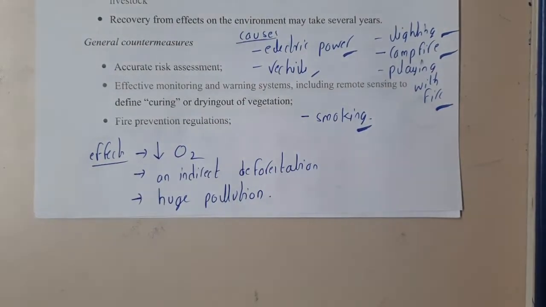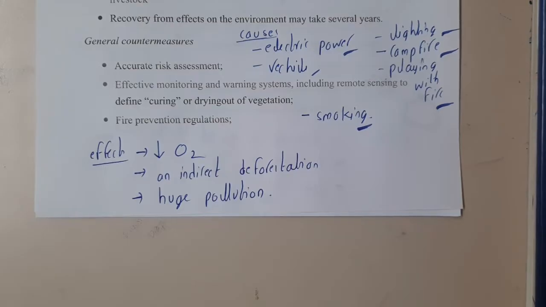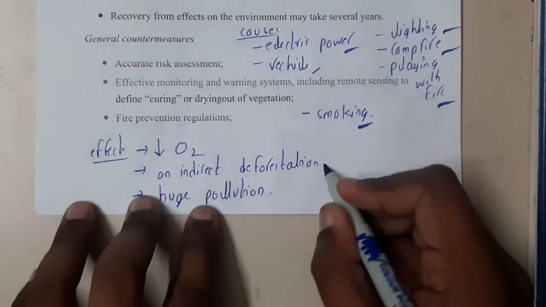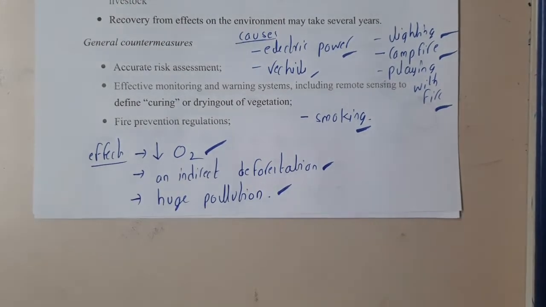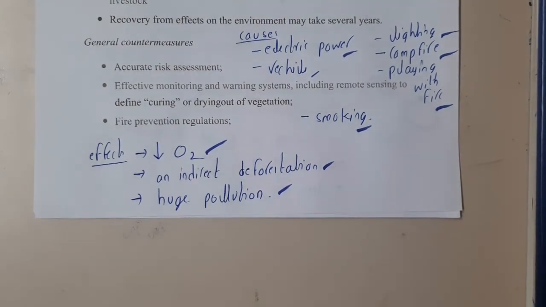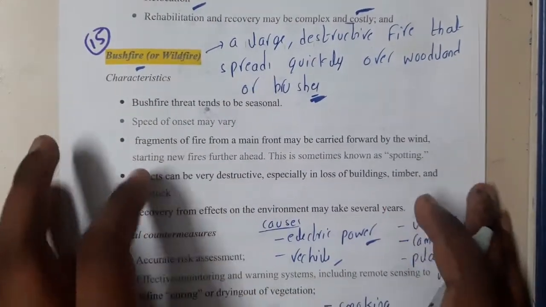So what are the effects? It is indirectly deforestation, right? You are just burning them, so that is indirectly deforestation, which decreases the oxygen level, and it is huge pollution, guys. If some 50 to 100 trees are burning continuously, is it a joke, guys? No, right? Yes. Okay, so let us continue with the characteristics.